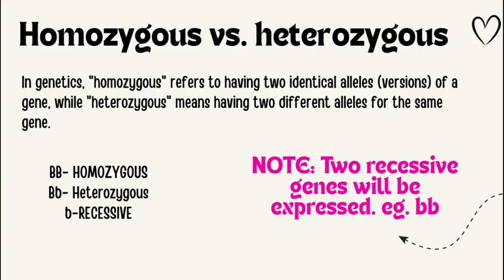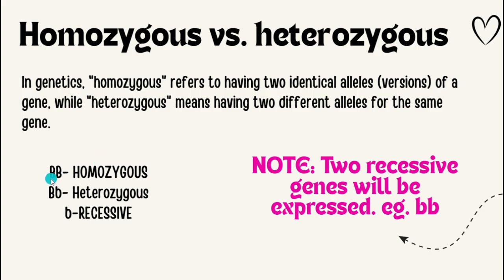Okay, now if we're talking about genes, they can also be homozygous and they can also be heterozygous. So we said before that the recessive gene is not expressed unless there are two of them together, right? So if a big B is beside the little b, that little b is not going to be expressed, right? Homozygous, which means same, means that two alleles, or two genes, both of them are the same.